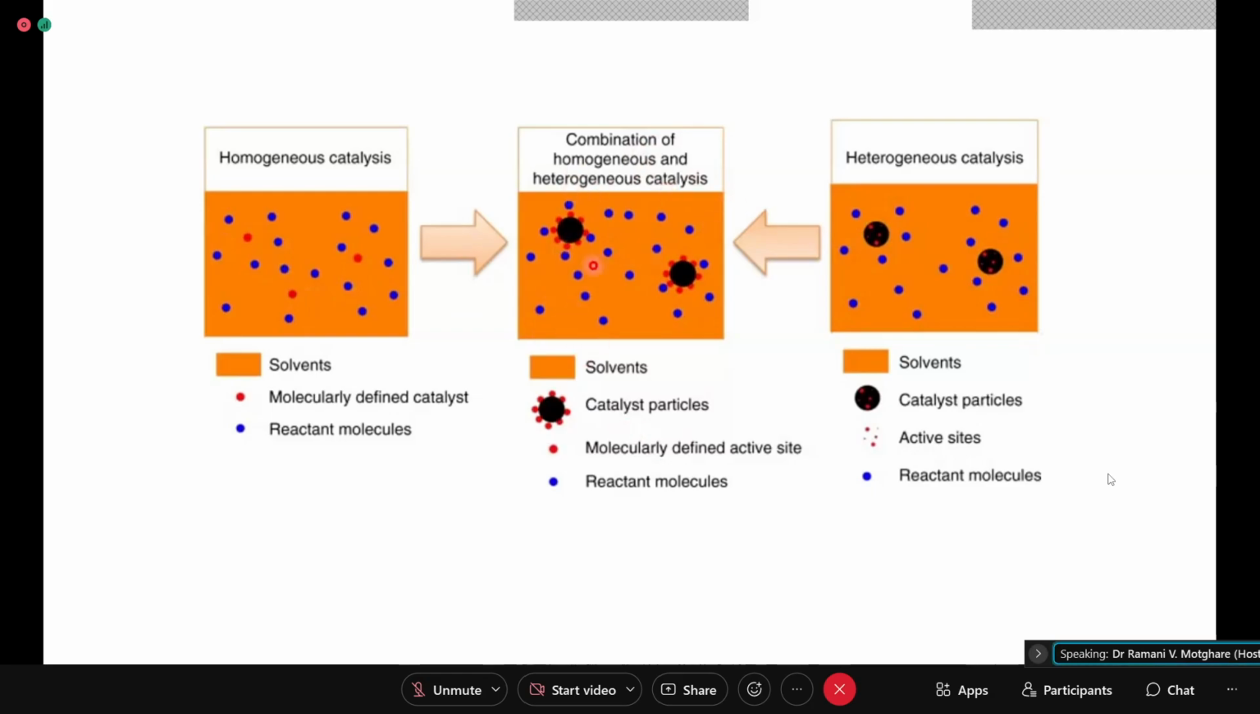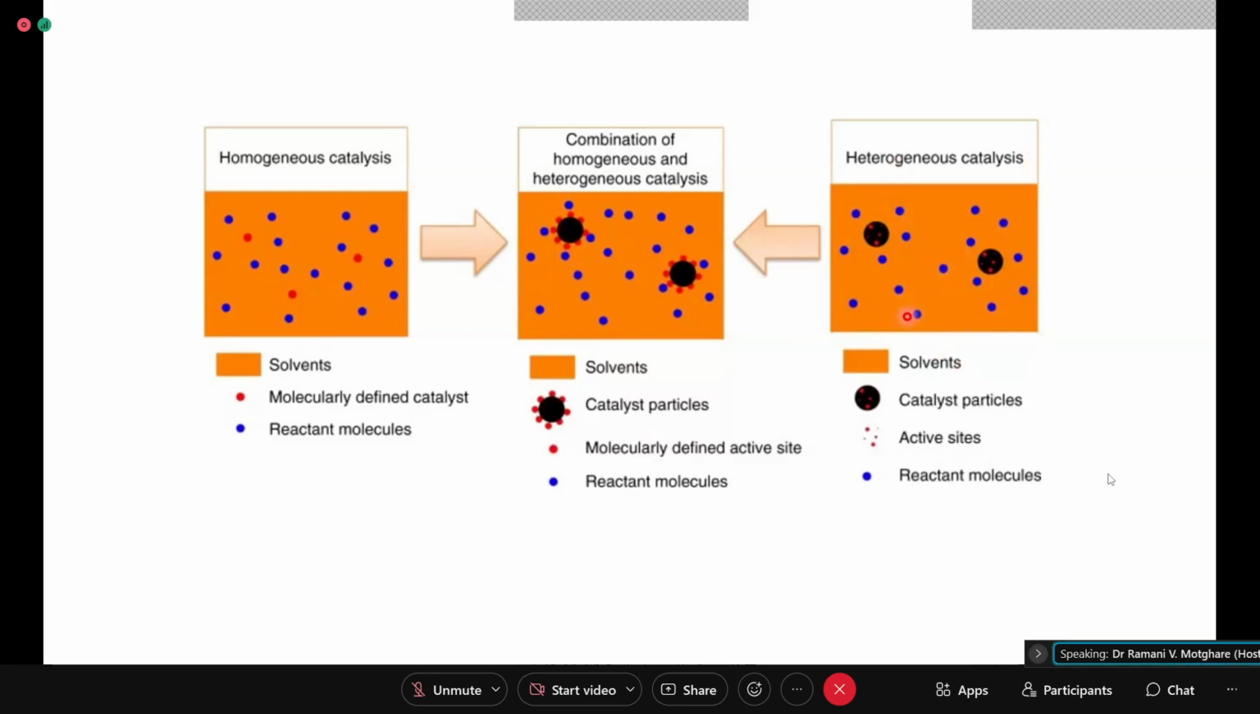Like you have a catalyst particle. This is the solvent, and the molecularly defined active sites are these red ones which are arranged here, and the reactant molecules are the same on the surface of the catalyst as in the bulk of the solution. Now here you have a heterogeneous catalyst.